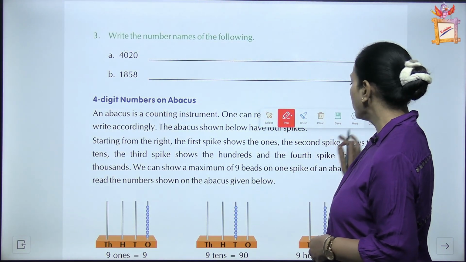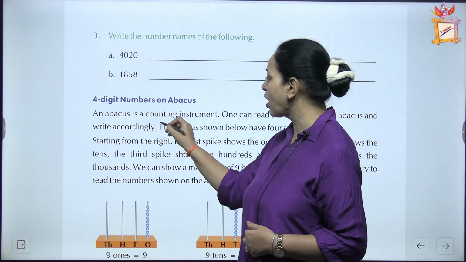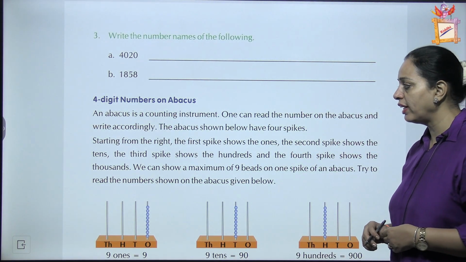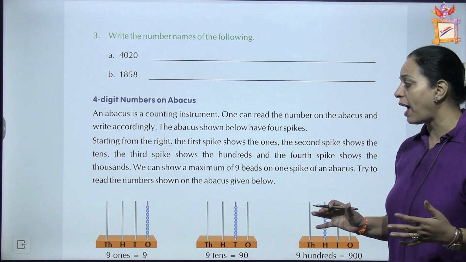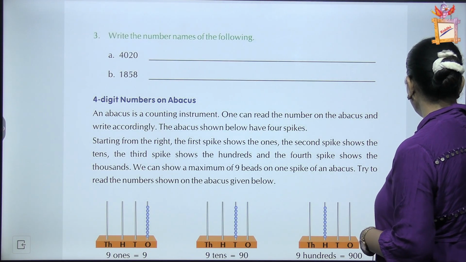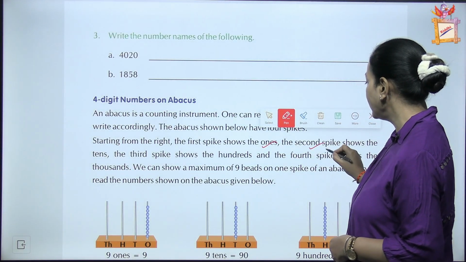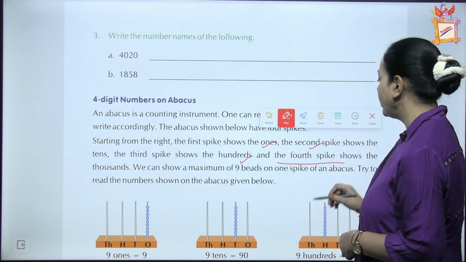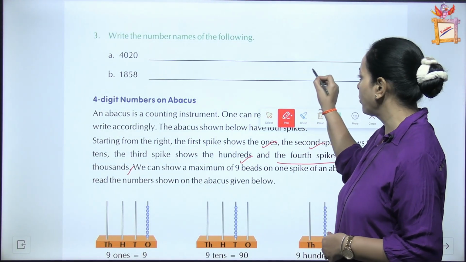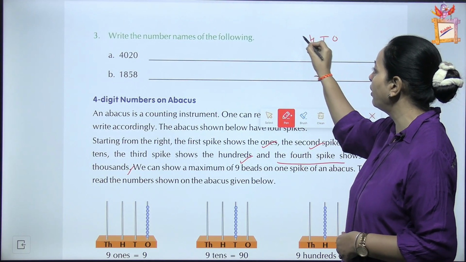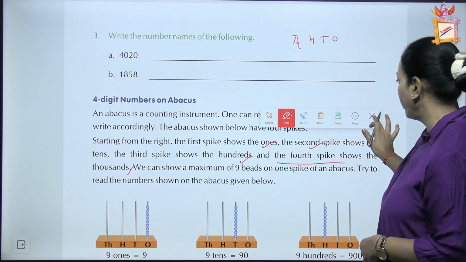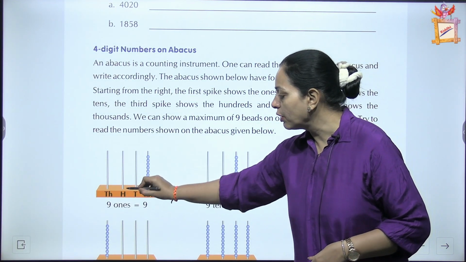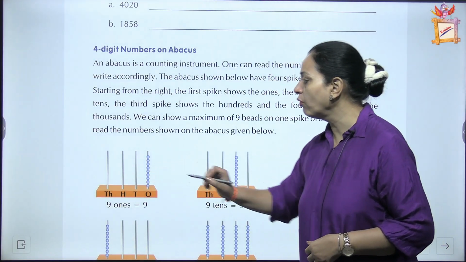Now the next is 4-digit numbers on an abacus, and an abacus is a counting instrument, you know very well. One can read the number on the abacus and write accordingly. The abacus shown below has 4 spikes. So starting from the right, the first spike shows the ones, the second spike shows the tens, the third one shows the hundreds, and the fourth spike shows the thousands. Just like we take numbers as ones, tens, hundreds, thousands. Okay, so here you can see this one for ones, the second one for tens, the third one for hundreds, and the fourth one for thousands.